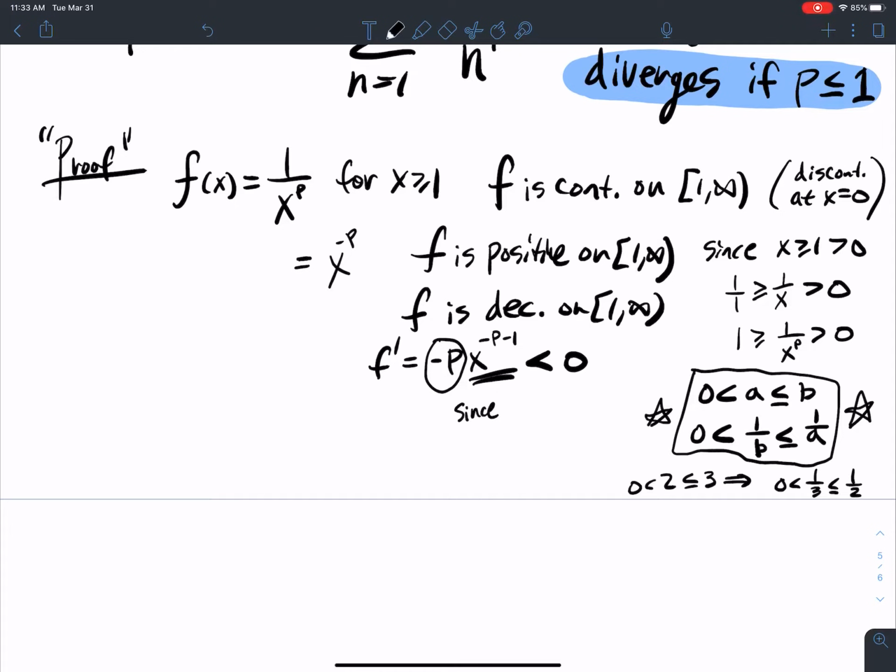So since p is greater than 1 and x is greater than or equal to 1, that's going to be true, okay? So it's decreasing on those values.